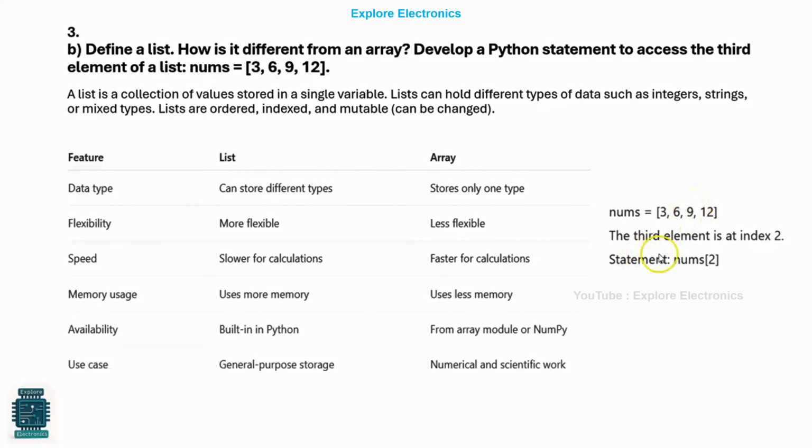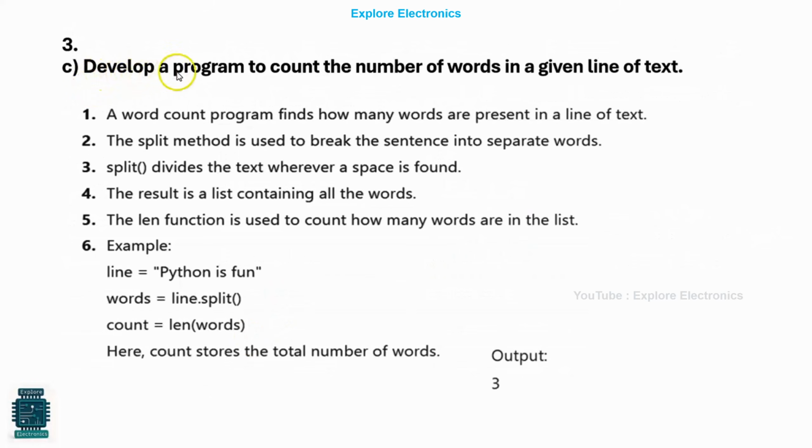This is the third element and second index. Clear? The statement is nums of 2. I want to access the second index, right? In a list, if I want to access anything, I have to use the index value. That's why I have to find out which index it is. By using the index value, I can easily access the particular element in the list. Clear with it?